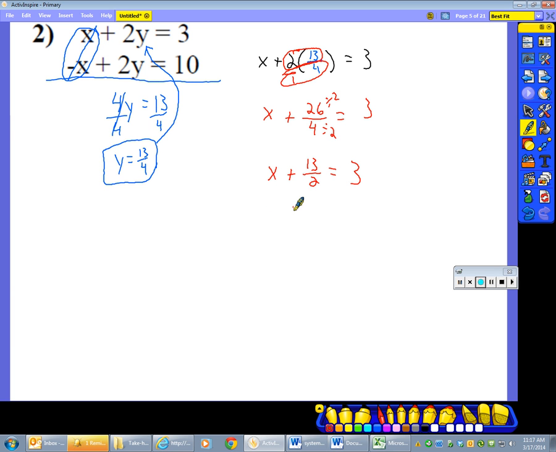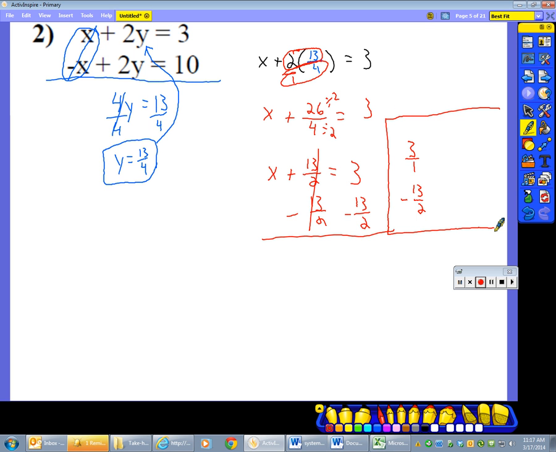I want to get x by itself, so I'm going to subtract 13 over 2 from both sides, minus 13 over 2. And so now this is also a review on 6th grade. So I've got a positive 3 over 1 minus 13 over 2. And so what I'm going to do is create a little space over here on the right side. I'm going to set up equivalent fractions. So that's a positive, and this one's a negative. And this is like what your 6th grade teacher would have shown you to do.